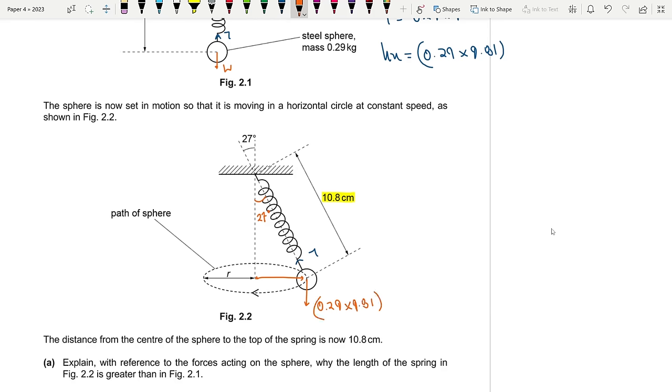Now the concept is, basically, how much is that angle? 90 minus 27, which is 63 degrees. So basically, this component of tension, or you could honestly just take the alternate angle, like, let me show you. You could also do it this way. According to geometry, alternate angles, this one is 27 degrees, right? So let's just use that. Let's just use the same angle.